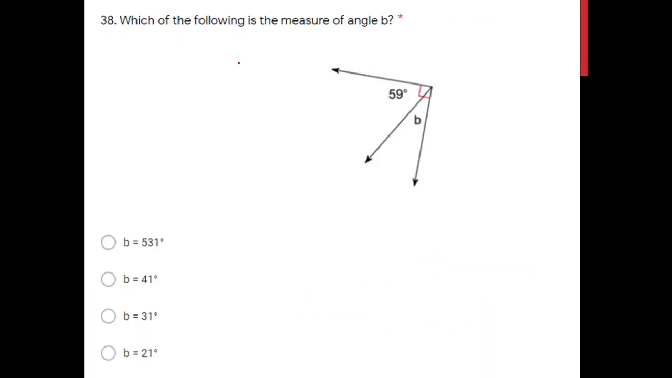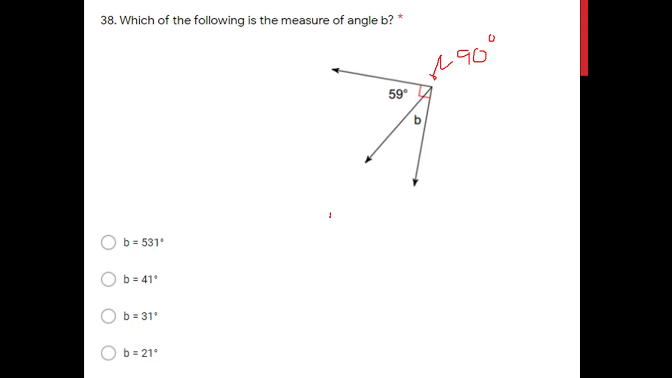Next. Which of the following is the measure of angle B? So where's angle B? This is angle B. Now take a look at this symbol. This symbol represents the 90 degrees angle, meaning 59 degrees and B are complementary angles. So if we add these together, they should add up to 90 degrees because of this symbol. So how to solve for B?